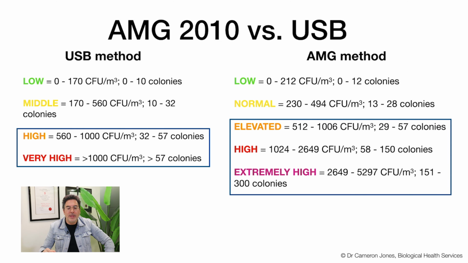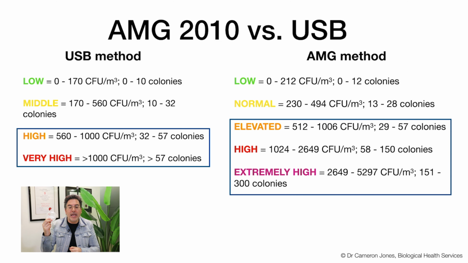Well, the Australian Mould Guideline has got a very close connection with the French work. And you can see that when we look at the low band, the first threshold, the USB say between 0 and 170. The Australian Mould Guideline says between 0 and 212. And when you look at the number of colonies that you would actually count on the petri plate, the French say 0 to 10 is low.